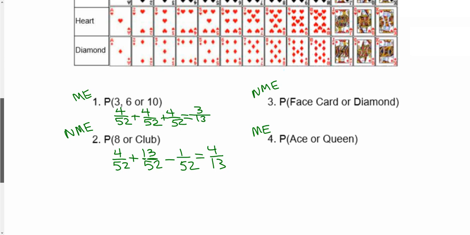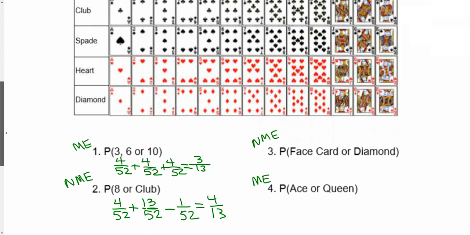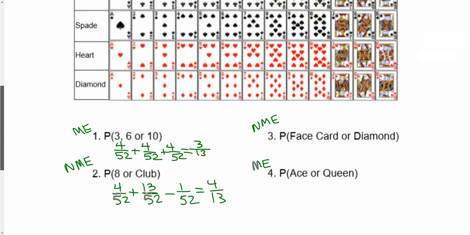Oh, this is a good one. Maybe I should highlight this one. Probability of a face card. How many face cards are there? There's 12 of them. 12 out of 52 are face cards. Plus the diamonds, 13 of those.